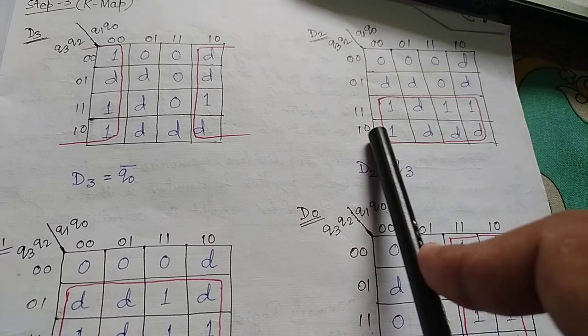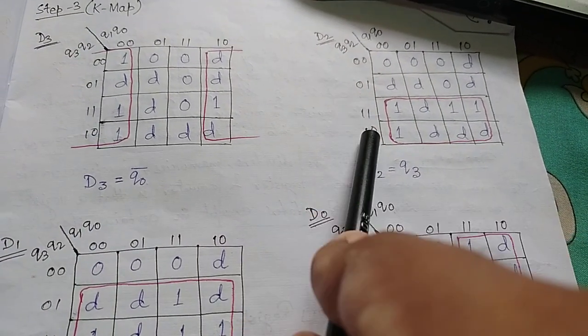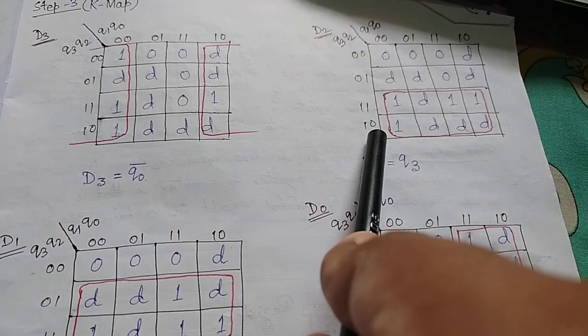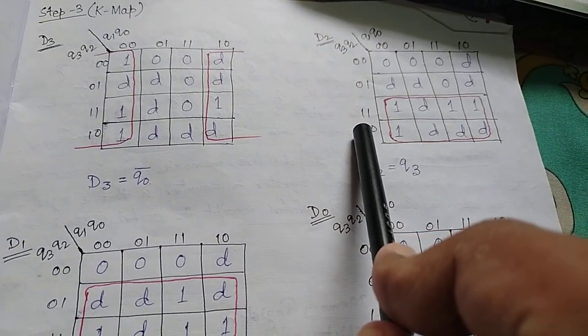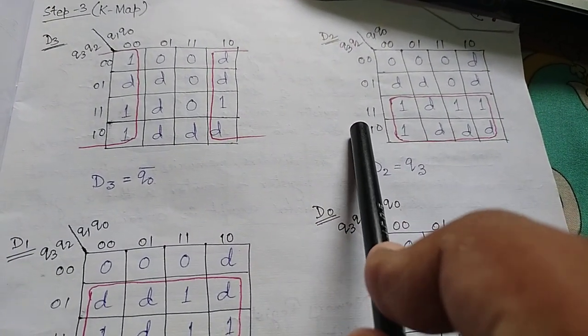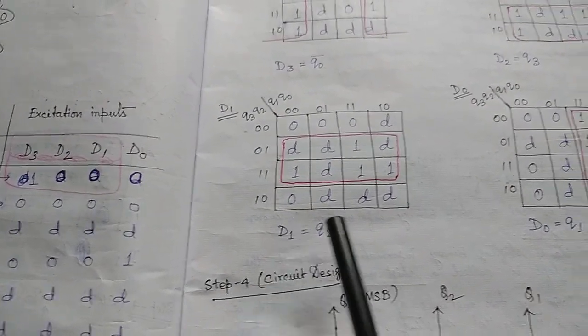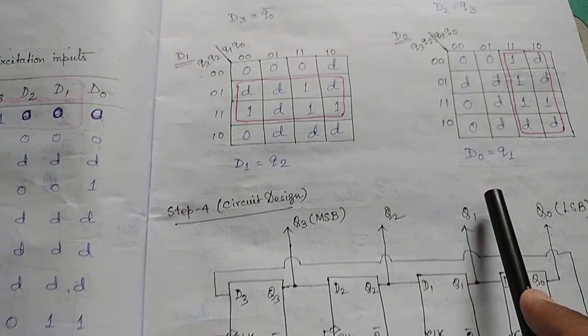Similarly for D2, Q3 is not changing, that is 1 1. Q2 is changing, that is 1 and 0, and Q1 and Q0 are all changing, so Q3 is not changing and has the value 1. So D2 equals Q3. Similarly D1 equals Q2 and D0 equals Q1.